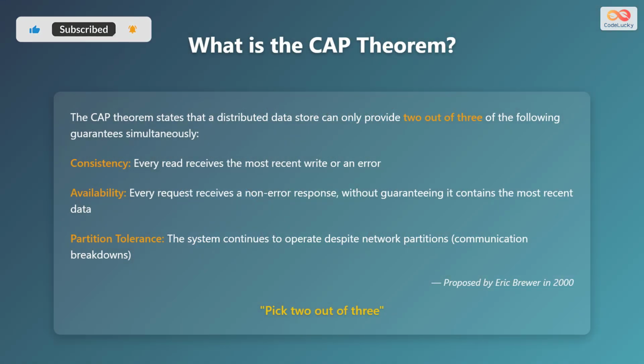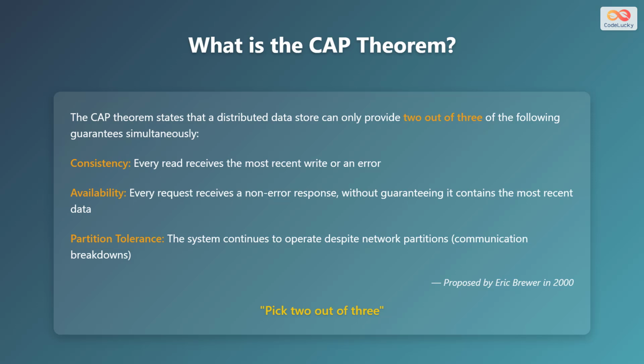The CAP theorem states that a distributed data store can only provide 2 out of 3 of the following guarantees simultaneously. First, consistency, where every read receives the most recent write or an error. Second, availability, where every request receives a non-error response, without guaranteeing it contains the most recent data. And third, partition tolerance, where the system continues to operate despite network partitions or communication breakdowns.